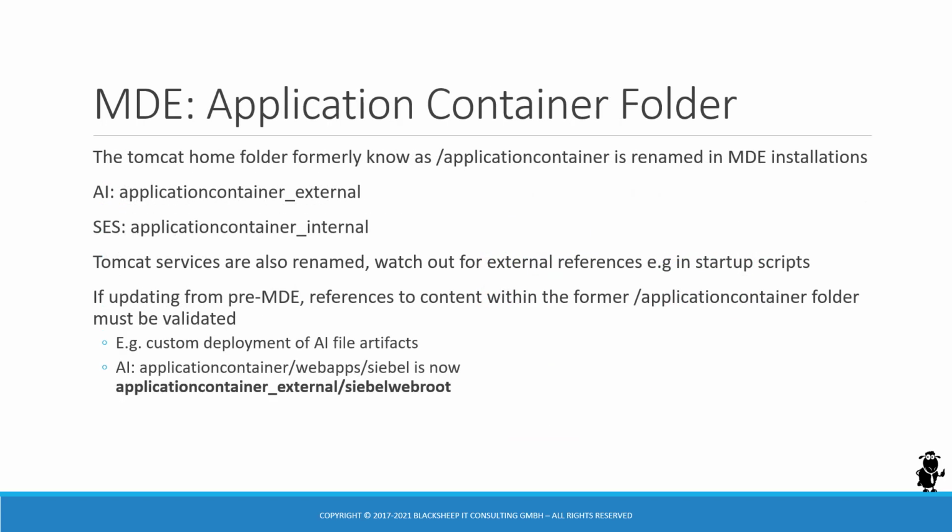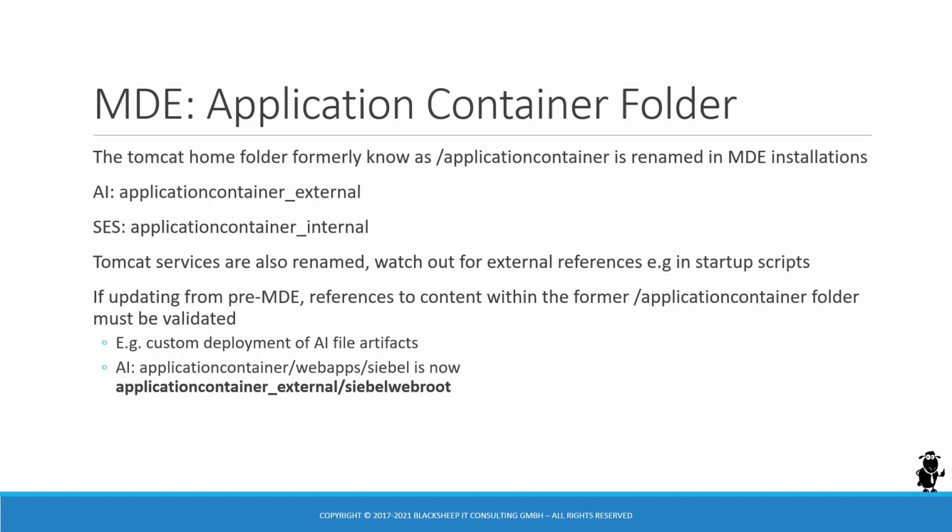So here we have a bit more detail on the application container folder. Application container is no longer the folder name. These folders are renamed, as we have seen, to underscore external and underscore internal for AI and SES respectively. With that comes a renaming of the Tomcat services.